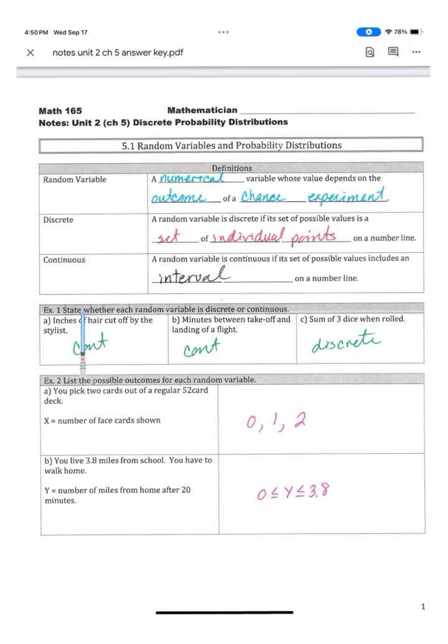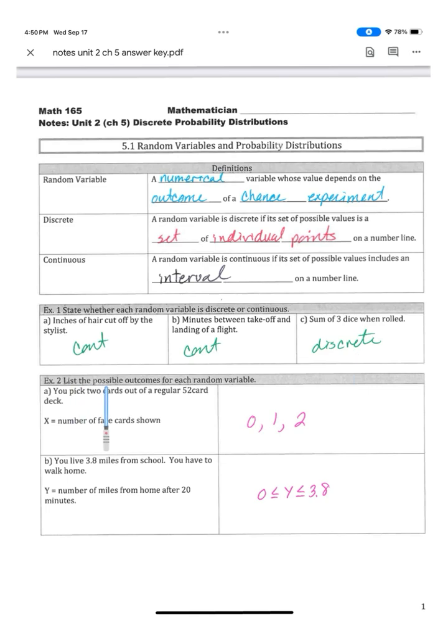Example 1 says state whether each random variable is discrete or continuous. The number of inches of hair cut off by the stylist, that would be continuous. That's a length, it's a measurement. Minutes between takeoff and landing of a flight, that is also continuous. It's a time interval. It could have been 46 minutes, but it could have actually been 45.273 minutes. So it hits all the possibilities in between. The sum of 3 dice when rolled, well, that's discrete. It could be a sum of 3, a sum of 4, a sum of 5, but you can't get a sum of 4.79 or 12.156. So that would be discrete.